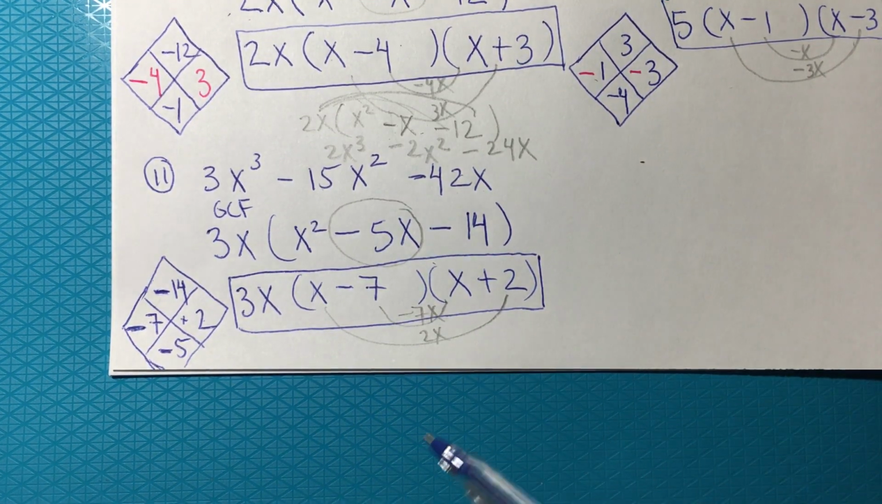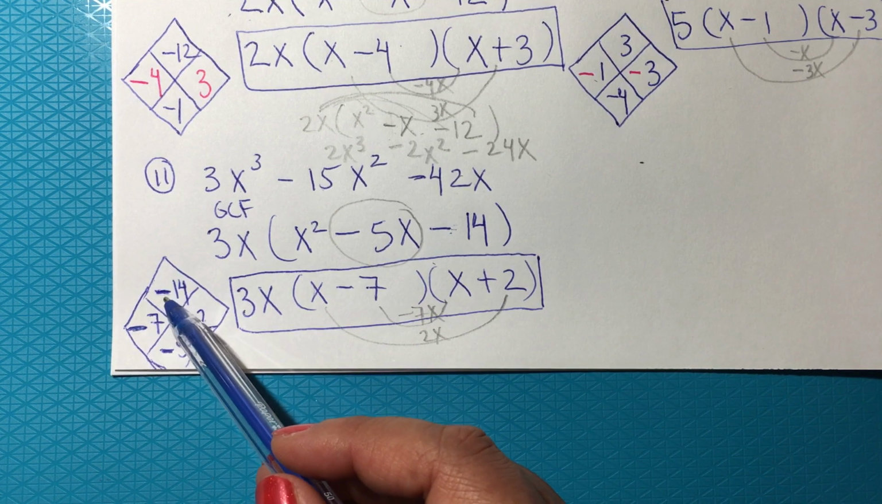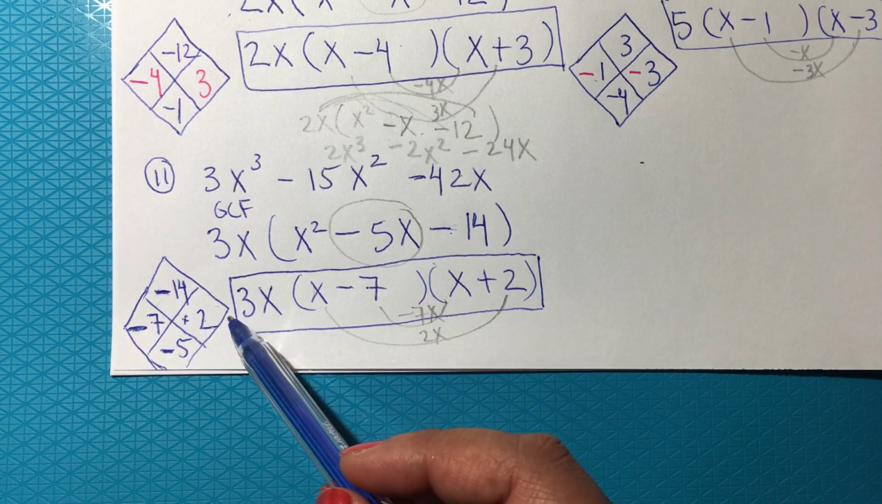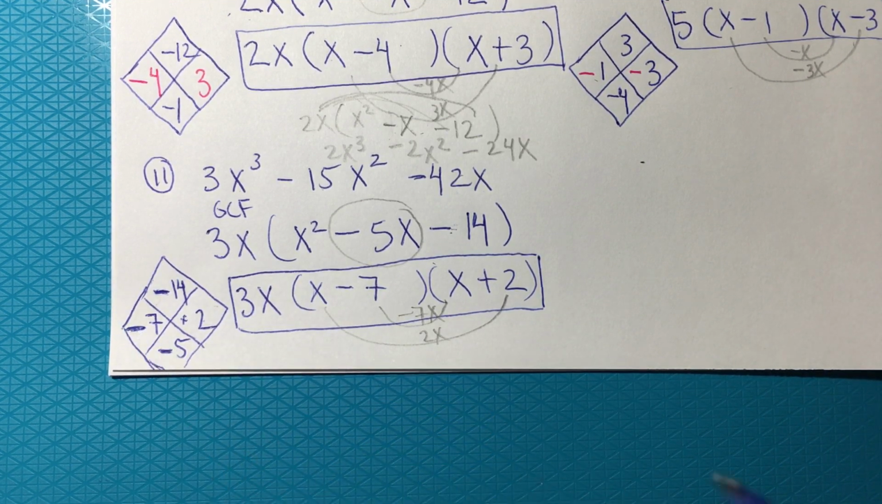So let's recap for the negatives. When the last term is negative, you will have one positive and one negative. You will have to subtract them. And this tells me the sign of the biggest one. Okay? With this, we end our lesson.